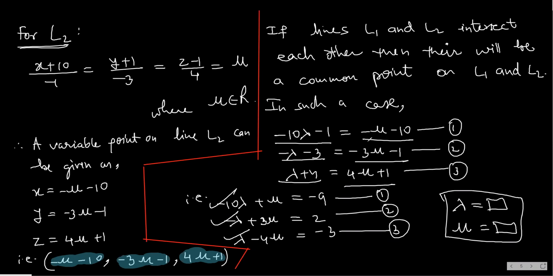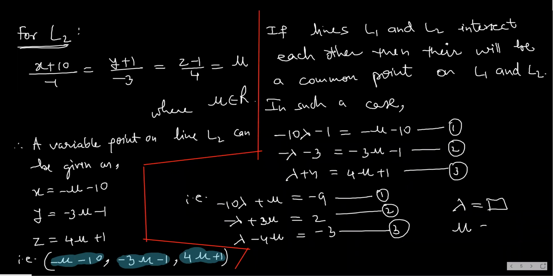If a point having x, y, z on L1 also has the same x, y, z on L2, it means that point is on both the lines, and hence if two lines have a common point, they are intersecting each other. So what is the aim now? My aim is to show that these three equations are consistent.